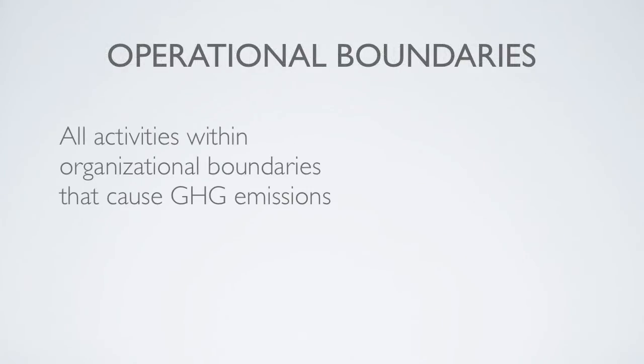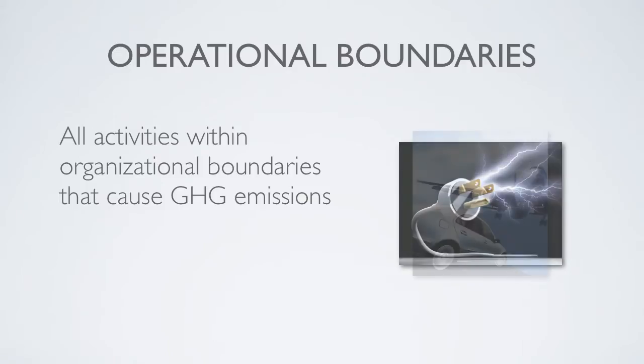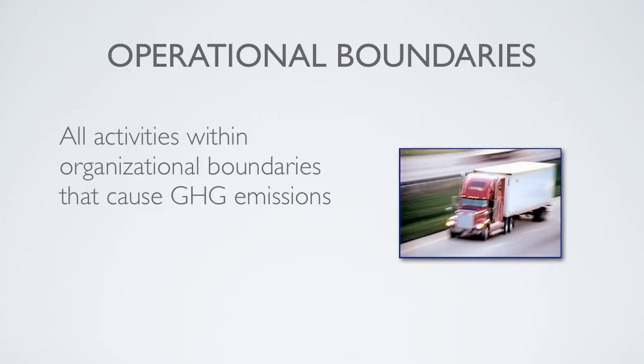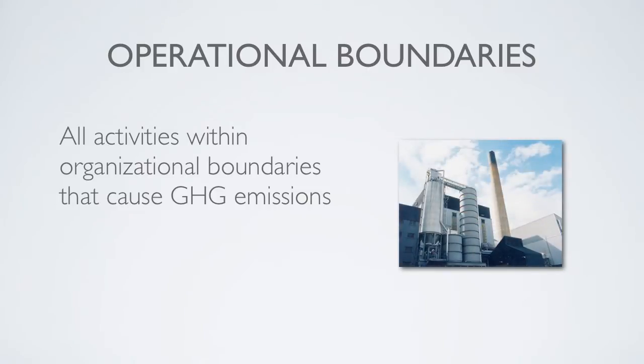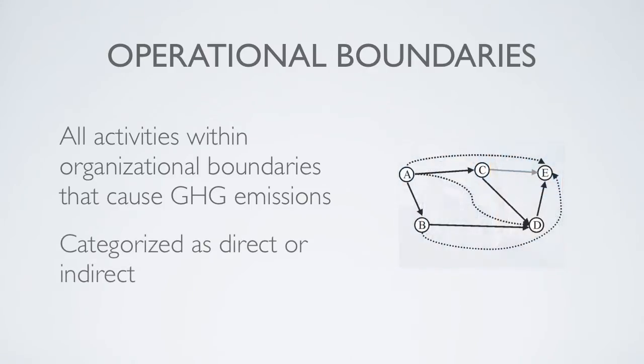Finally, the company must consider all the activities within its organizational boundaries that cause greenhouse gas emissions. These may include electricity use, business travel, product and material distribution, and the use of furnaces, boilers, generators, and incinerators. Once these activities have been identified, they must be categorized as either direct or indirect emissions, and the company must decide which of its indirect emissions it will account for. This process is known as setting operational boundaries.